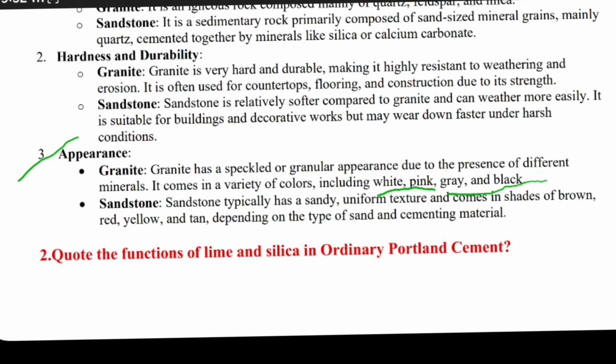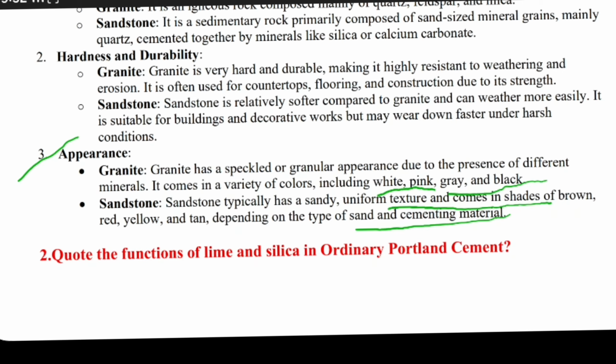And coming to sandstone, it looks like sandy material and has a good uniform structure. It has different shades: brown, red, yellow, tan. It's a different type of material, depending upon the type of sand and cementing material. That is the appearance.